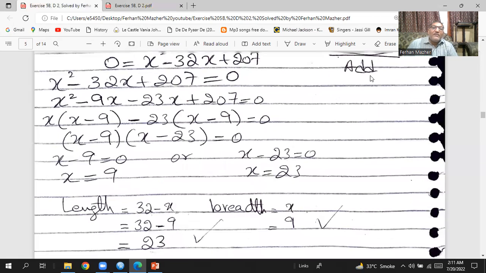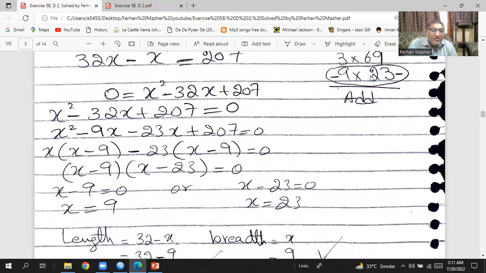So you can see we have written that x square minus 32x plus 207 equals 0. So do the mid-term breaking. So x square minus 9x minus 23x plus 207 equals 0. So from the first two terms, you can see x is common. So in the bracket, you will have x minus 9. And from the last two terms, minus 23 is common. So you will have in the bracket x minus 9 equals 0.